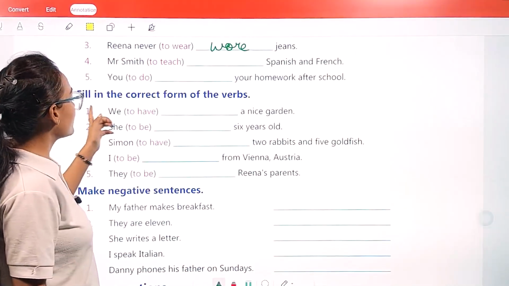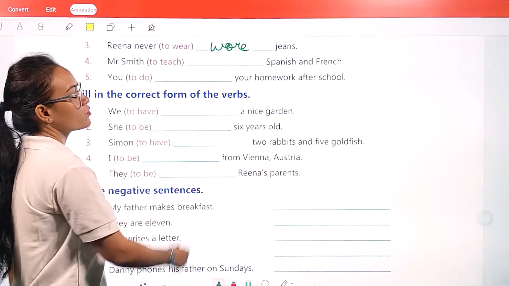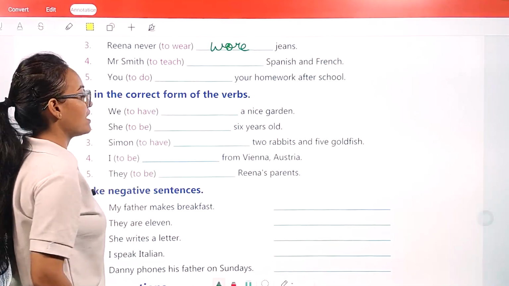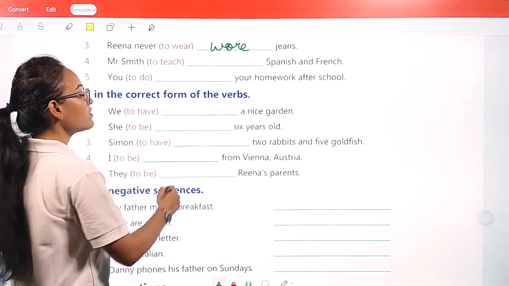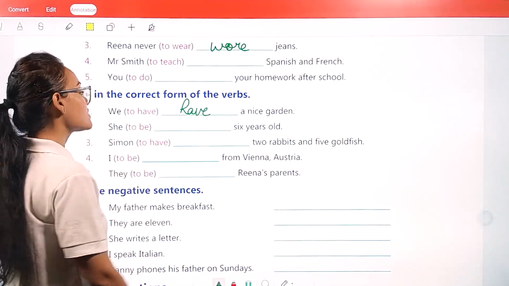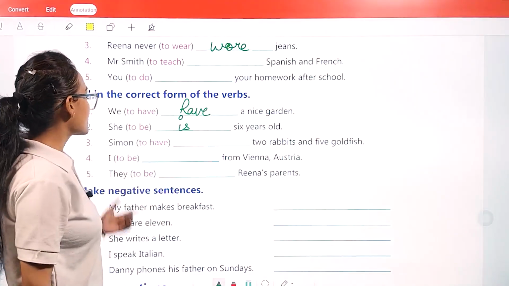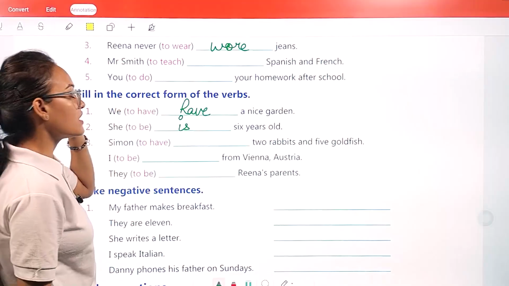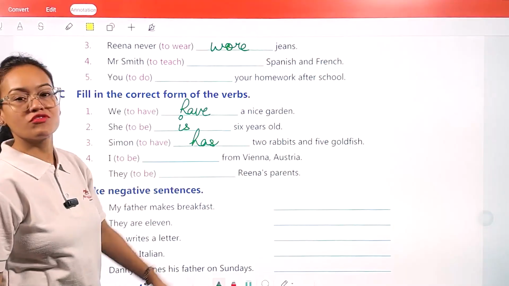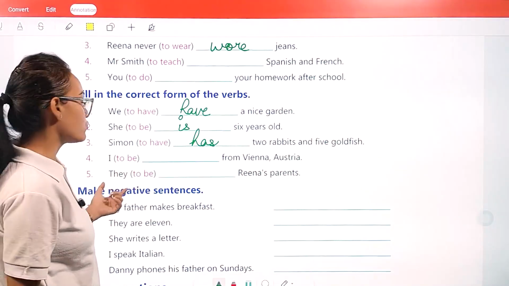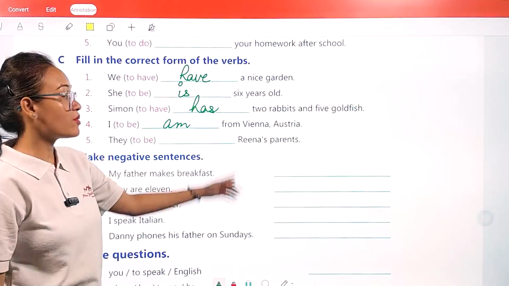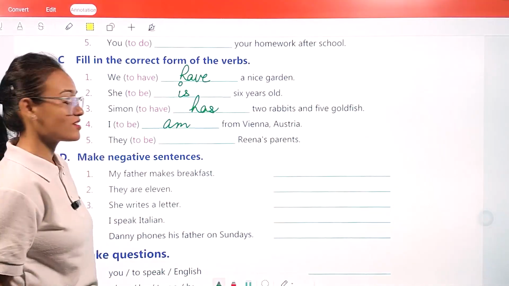Now see, fill in the correct form of the verb. Here, my dear students, we are going to put the correct form of the verb in the sentences, in the blanks. We dash a nice garden. We have a nice garden. Then, she to be 6 years old. She is 6 years old. Simon to have 2 rabbits and 5 goldfish. Simon has 2 rabbits and 5 goldfish. Similarly, 4 and 5 you are going to do on your own. The fourth one I'm going to do for you. I'm from Vienna, Austria. Vienna is the capital of Austria, and Austria is a European country.